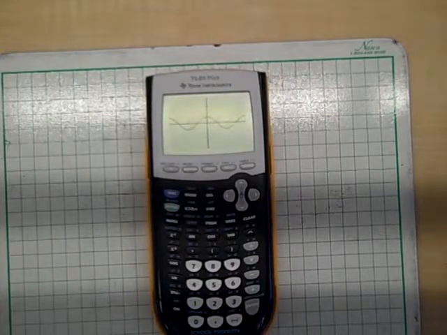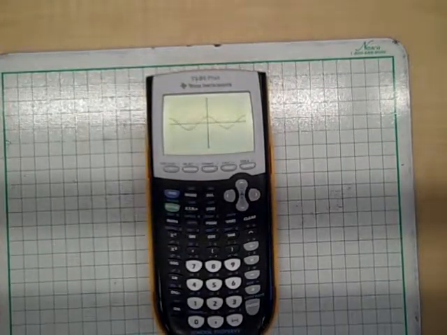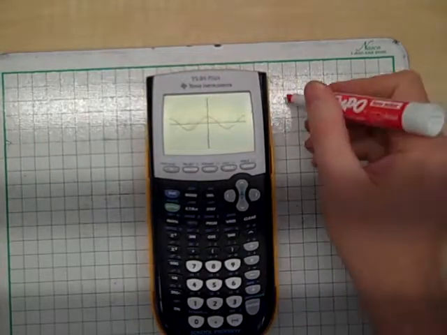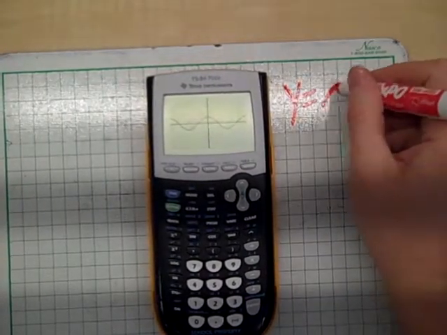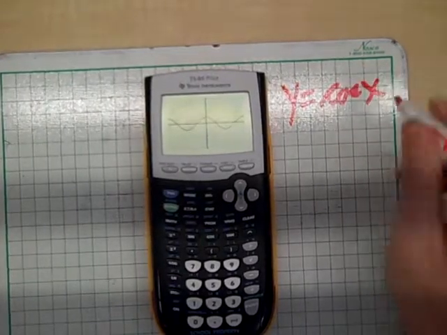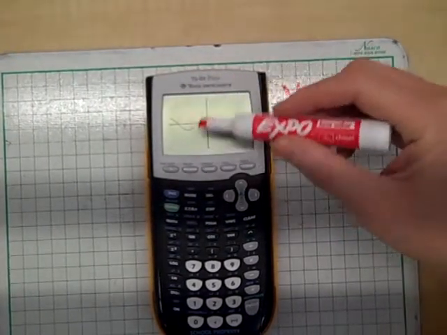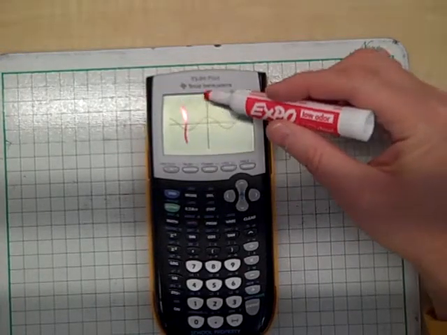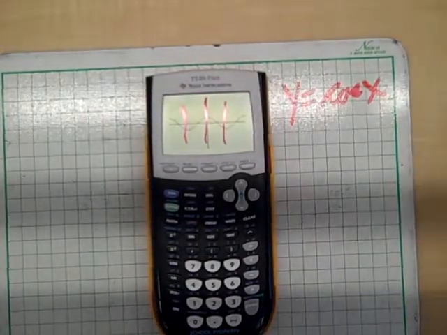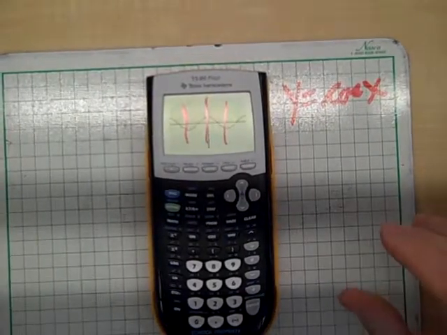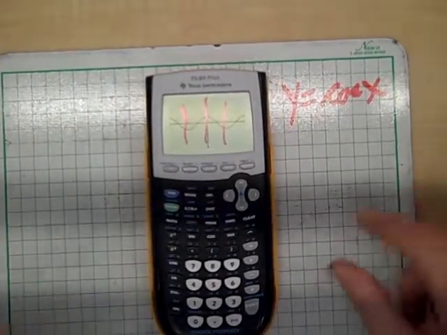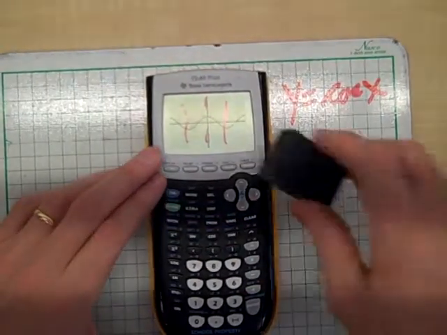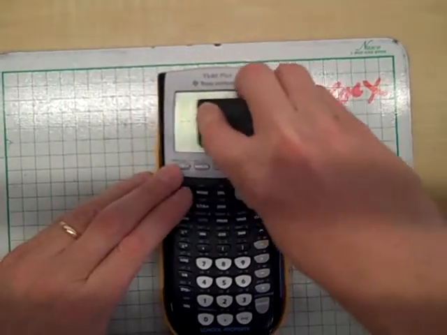Hi everyone. Well, what you see on the calculator is the graph of the equation y equals cosine x. As you can see, it is a function. If you think of the vertical line test, a vertical line will hit at most one place on the graph. A vertical line will touch at most one place.